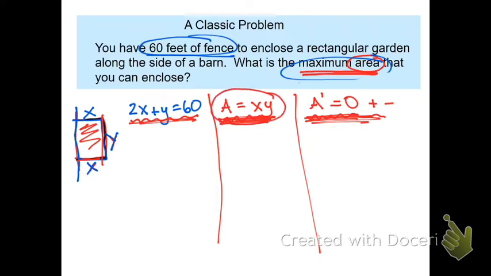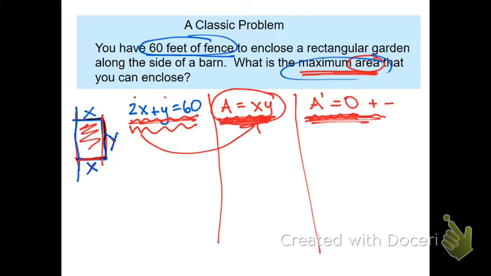Right now we have too many variables. We need to rewrite it in terms of one variable. So I have x and y, and I want all x's or all y's. That's where the first equation comes in. You basically use this equation, isolate either one of the variables, whichever one's easier, and then plug that into the equation you're trying to optimize to get rid of one of the variables.